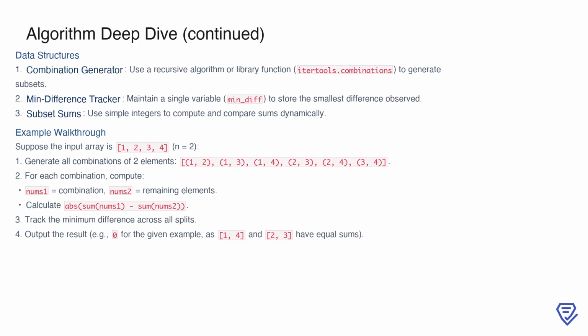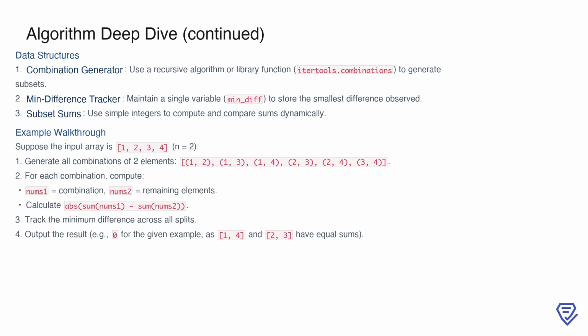To implement this approach effectively, certain data structures are critical. First, we need a combination generator, which can be built using a recursive algorithm or a library function like itertools.combinations. Next, we require a variable, min_diff, to track the smallest absolute difference observed during the computation. For the subset sums, simple integer variables suffice to dynamically compute and compare the sums of nums1 and nums2. Let's illustrate this with an example. Suppose the input array is [1, 2, 3, 4], with n equals 2.